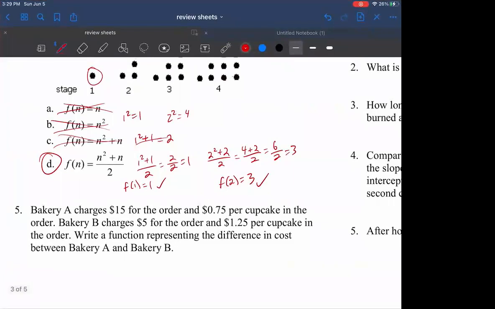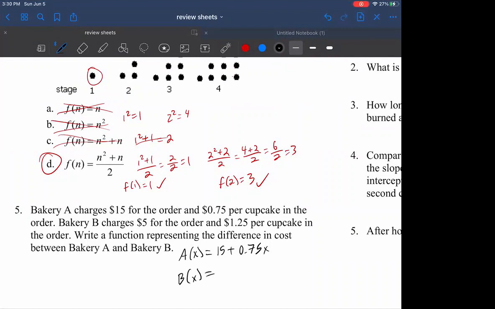Number 5, Bakery A charges $15 for the order and 75 cents per cupcake in the order. Bakery B charges $5 for the order and $1.25 per cupcake in the order. Write a function representing the difference in cost between Bakery A and B. This is another one we did in class, but a quick review of it. Bakery A, let's call that function A of x. It's $15 for the order, and then you're charging per cupcake. So that's a linear function. 15 for the order, 75 cents per cupcake.